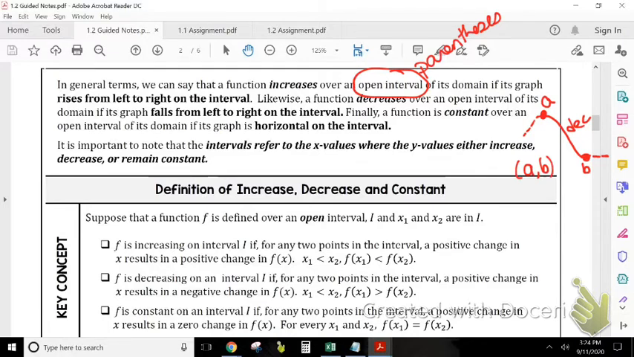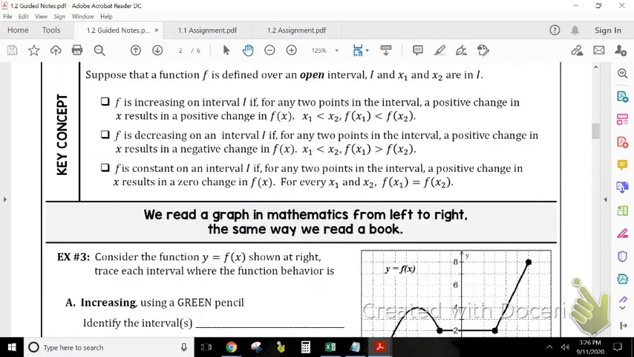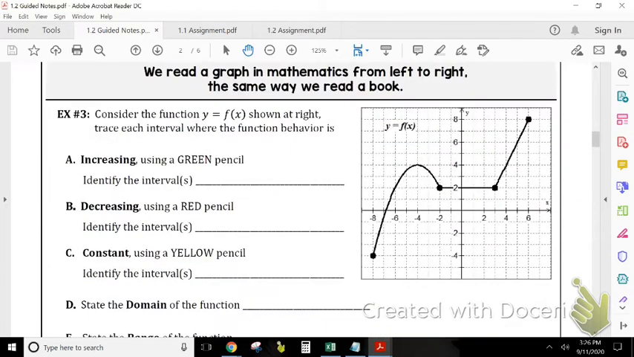All right, and so you can read here the more technical definition if you would like. Just don't forget to read your graph from left to right the same way you would read a book.